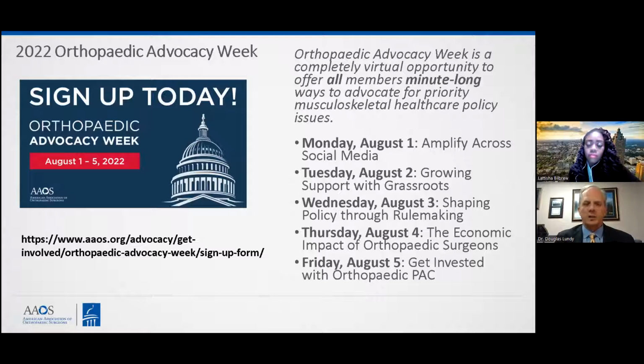The first day is about social media, helping you amplify our issues across there. The second day is growing support through grassroots, where we show you the very, very easy way of communicating with Congress. Literally, all you have to do is type in your name and address and your email. It auto-populates the letters, you hit send, and it shoots them out to your congressional leaders, your 2 senators and your member of Congress.